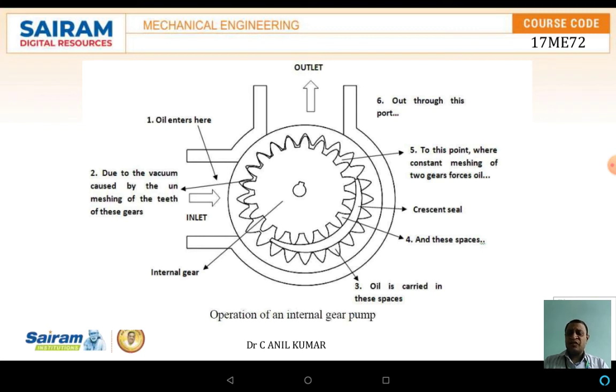This internal gear pump consists of the casing. Inside the casing, two gears will be there. One is the crescent gear, and the other is the rotary gear. In between these two gears, a crescent-shaped gap is maintained. Because of that gap and the rotation of the gears, suction is created at the inlet port, and the fluid is carried from the inlet and passed to the outlet through the outlet port.